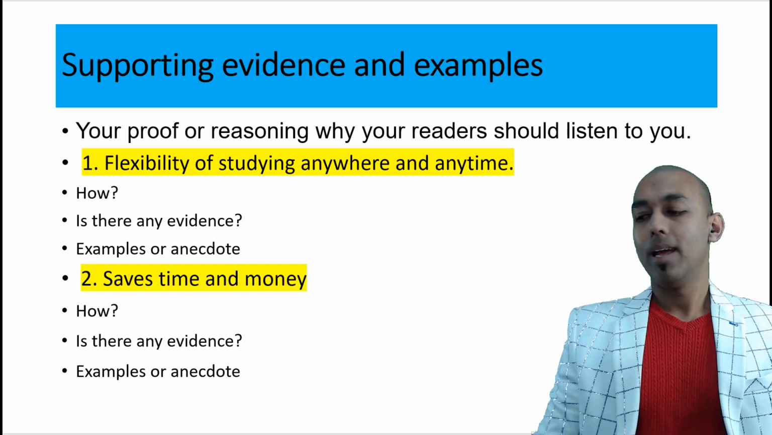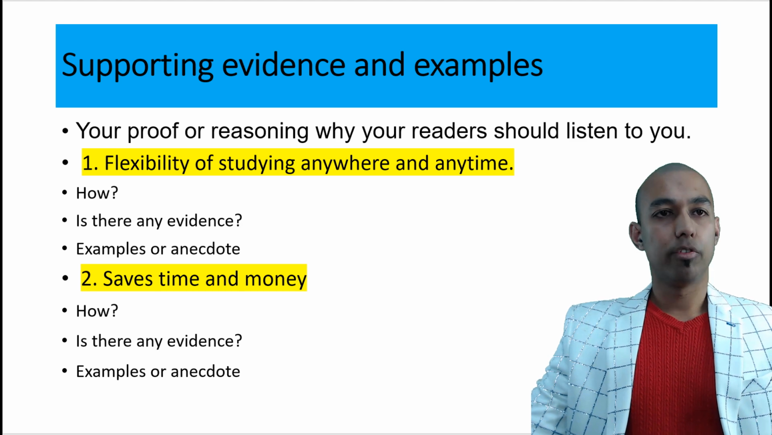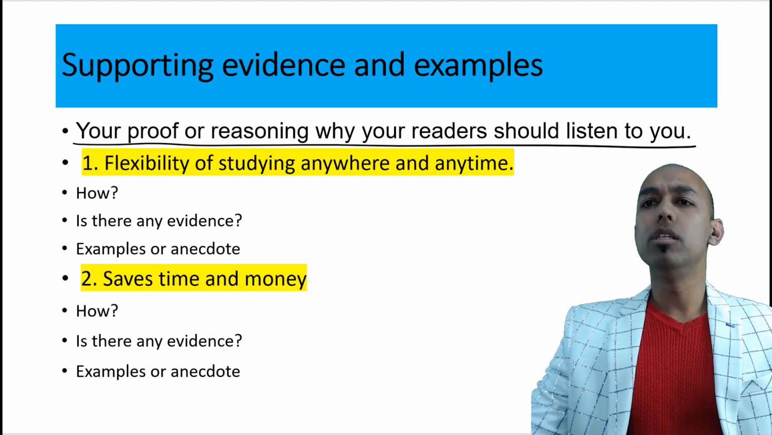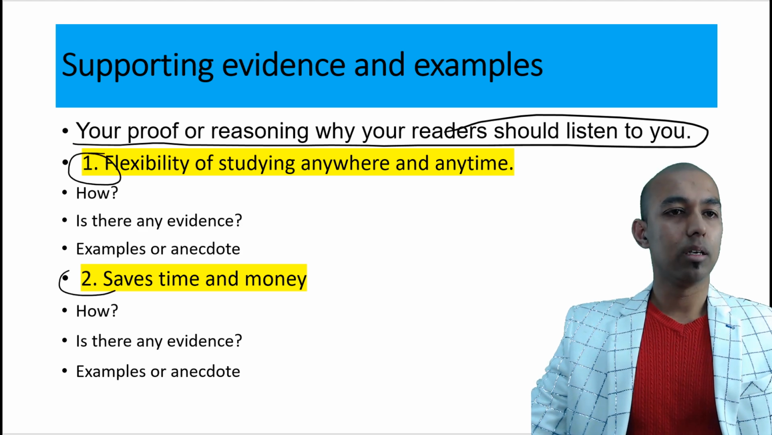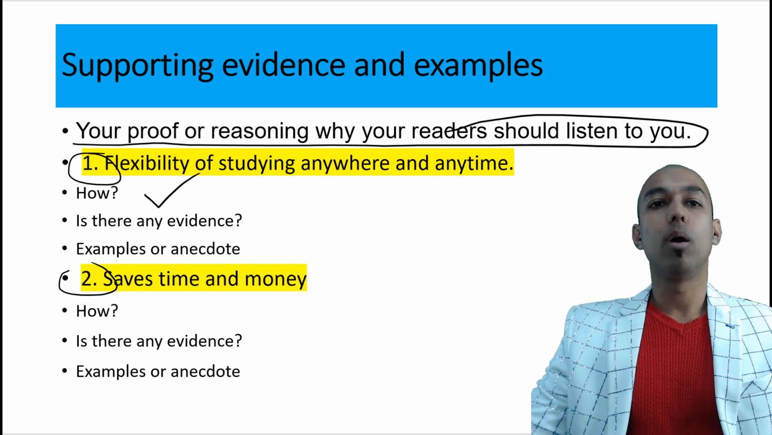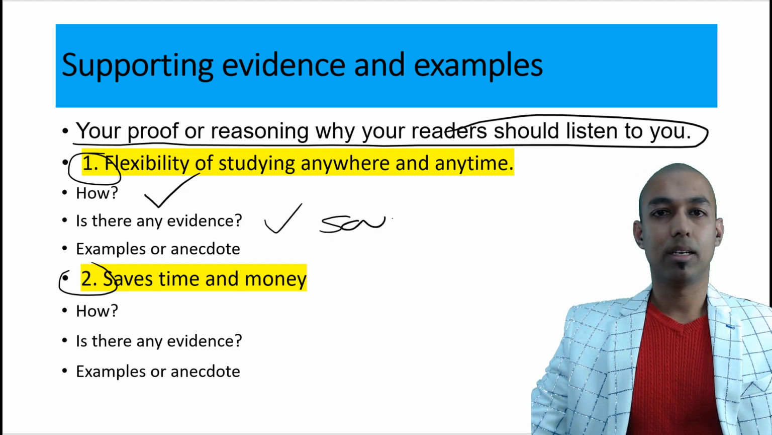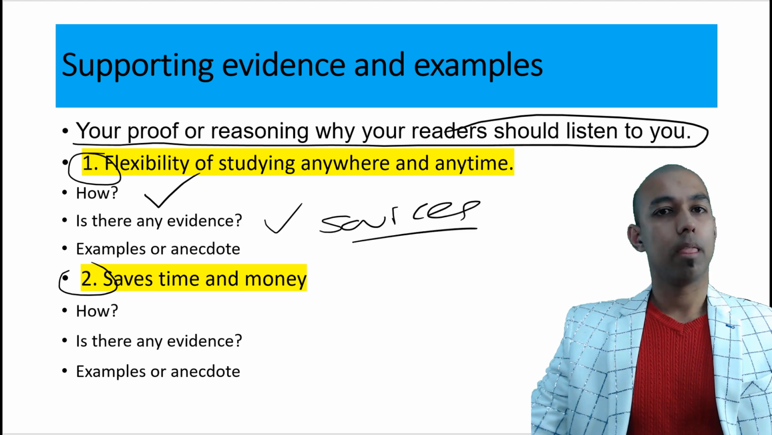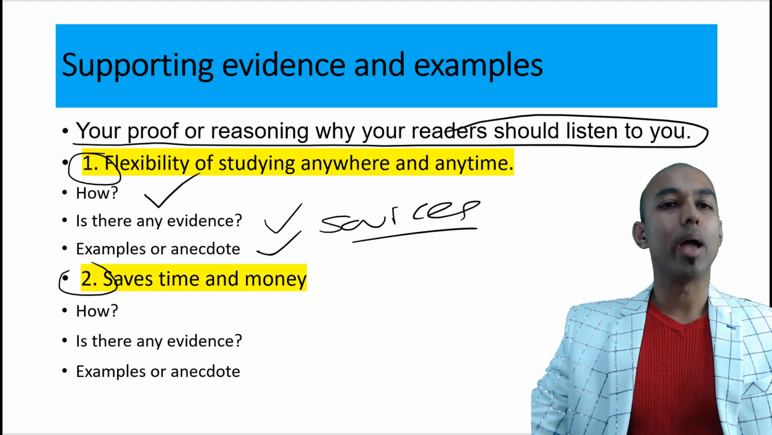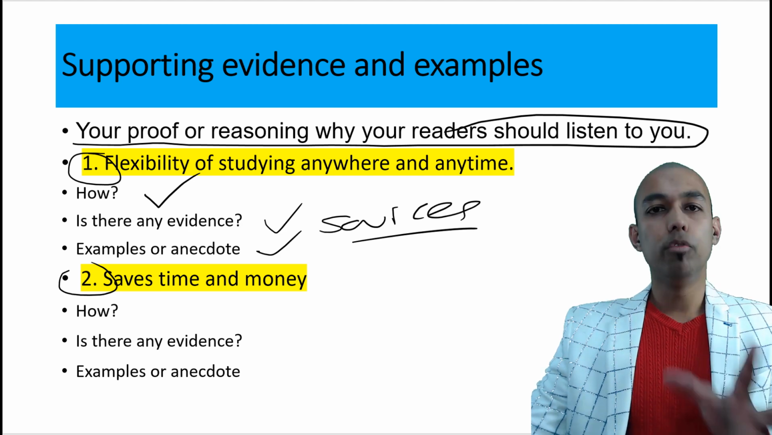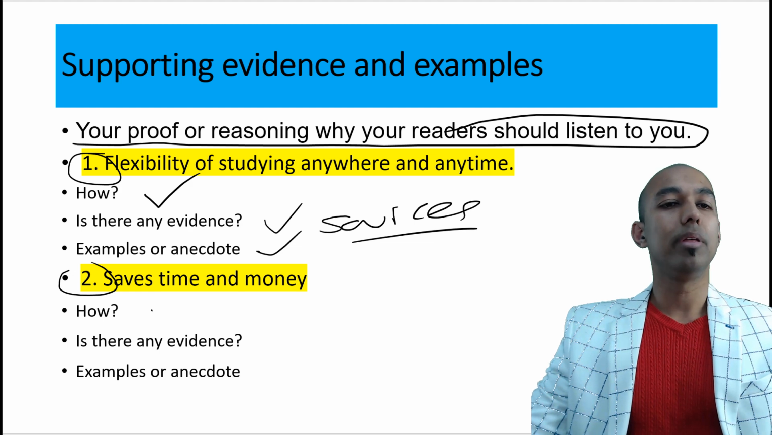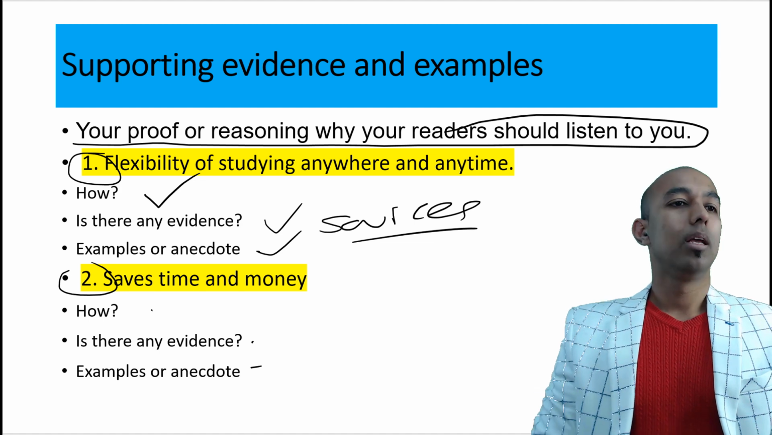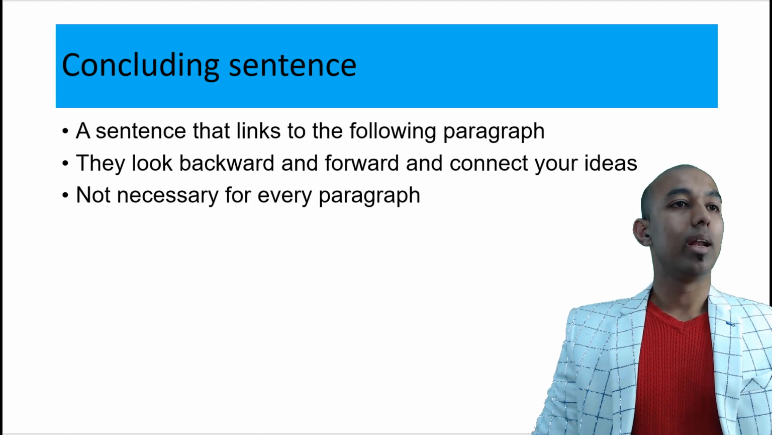The way you do that is you show proof of your reasoning, why your readers should listen to you, right? Okay, you've stated your two advantages here, beautiful, but now you have to explain to them how. Is there any evidence? Here you cite your sources, right? And then any examples or anecdote. This is how you prove your argument, right? Flexibility and saves time and money. Same thing, how, any evidence or anecdote, right?